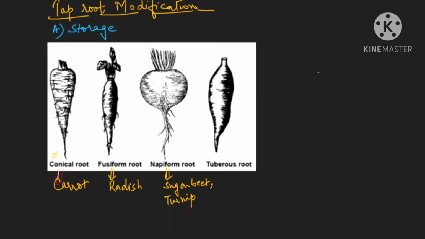Is it clear? Next is your tuberous root. The example of tuberous root is Mirabilis. And here there is no proper shape. So these are the taproot modifications for storage. Let me just give you the biological names also so that it will be easy for you to learn. Carrot is also known as Daucus carota. Radish is also known as Raphanus sativus.